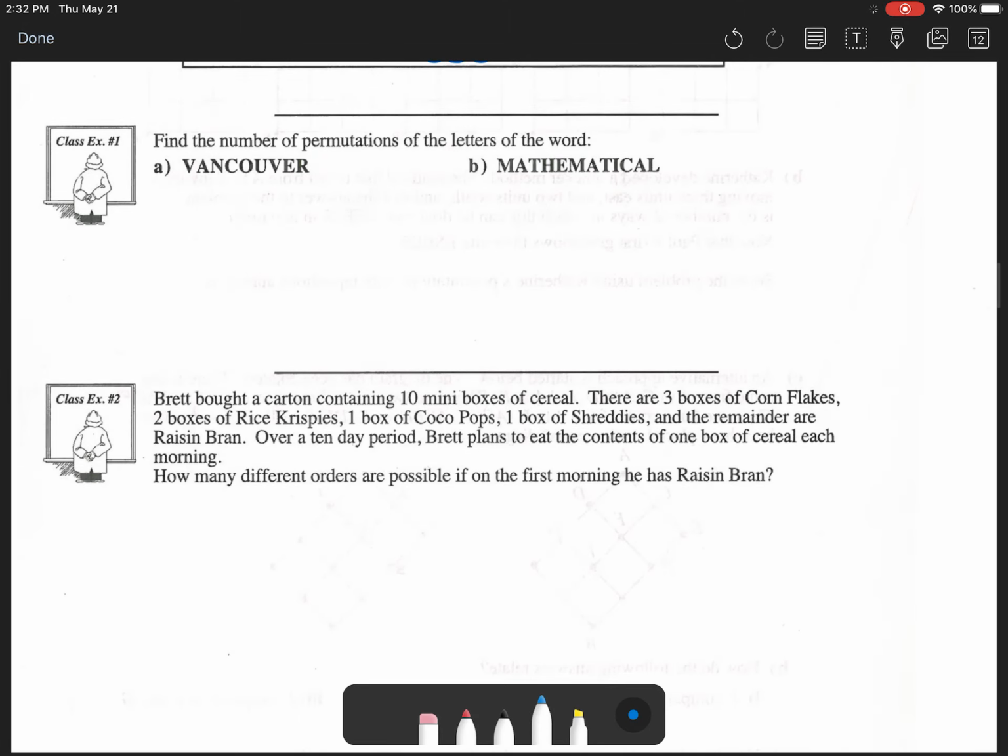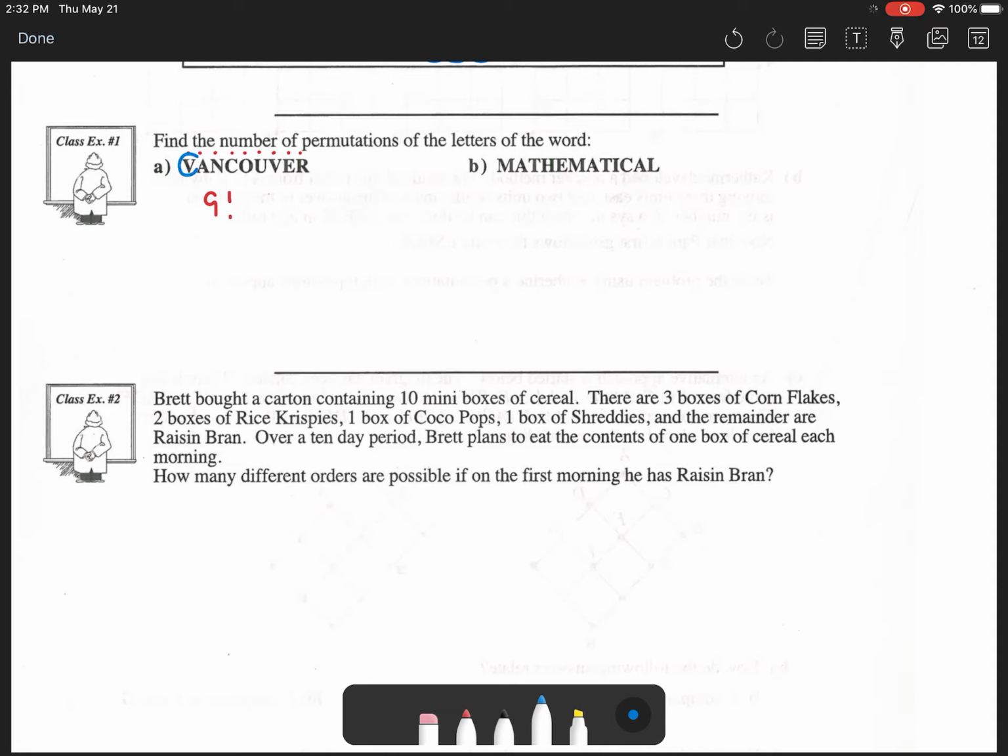So if I go down to class example 1 here, it says find the number of permutations of the word Vancouver. The first thing I do is determine how many letters I want to arrange. 1, 2, 3, 4, 5, 6, 7, 8, 9. If I asked you how many ways you can arrange 9 letters, you would just say 9 factorial.